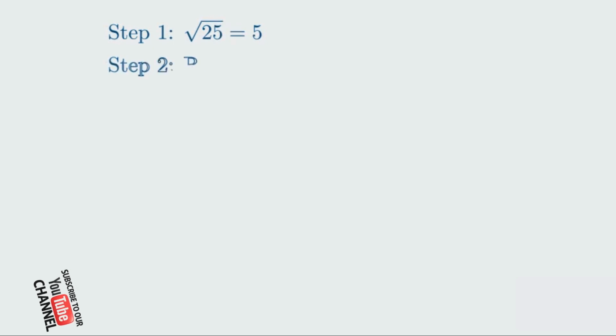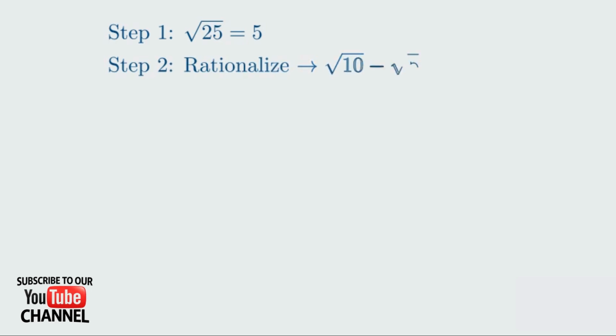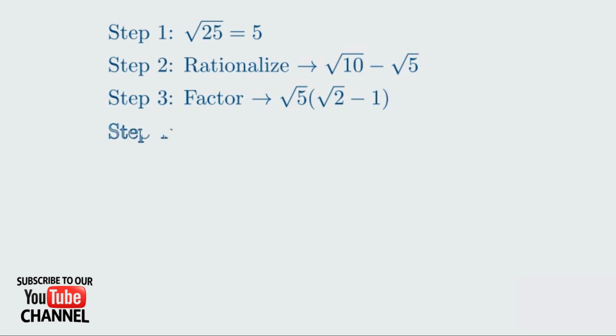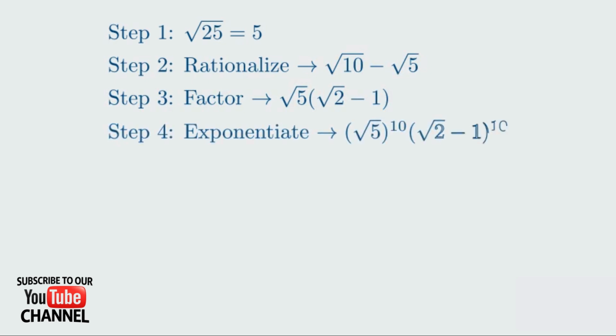Now we can put all the pieces together for the final solution. We started with a complex expression and simplified it in several steps. First, we simplified the square root of 25 to 5. Then, we rationalized the denominator using the conjugate to get square root of 10 minus square root of 5. Next, we factored this to get square root of 5 times the quantity square root of 2 minus 1. And finally, we raised everything to the 10th power, resulting in 5 to the 5th power times the quantity (√2 − 1) to the 10th power.